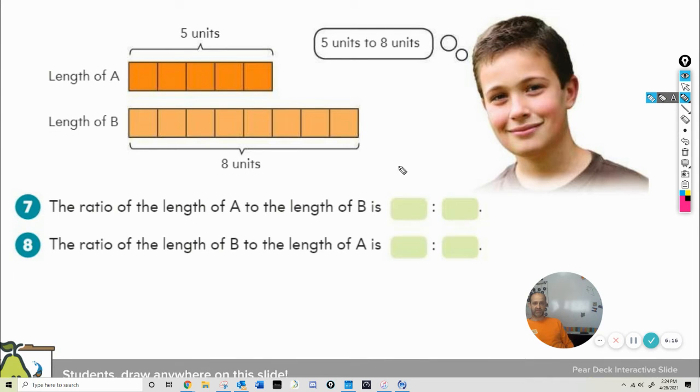You guys should be done already. If not, pause me and finish. Okay. Did you get 5 to 8? Good. And then for B to A, did you get 8 to 5? Are you guys like loving life right now? You should be. Let's carry on.